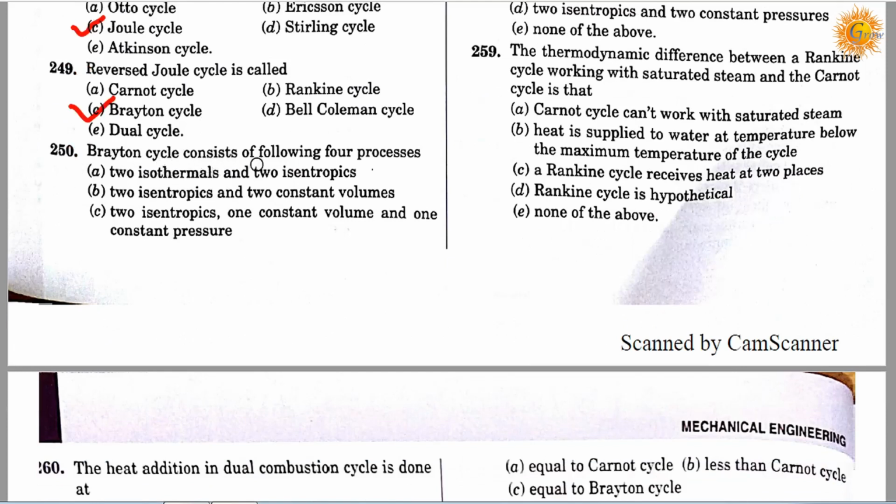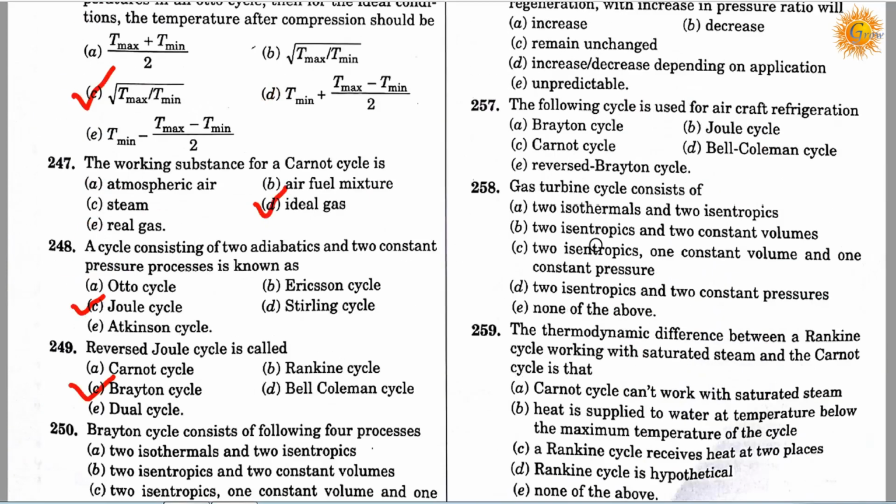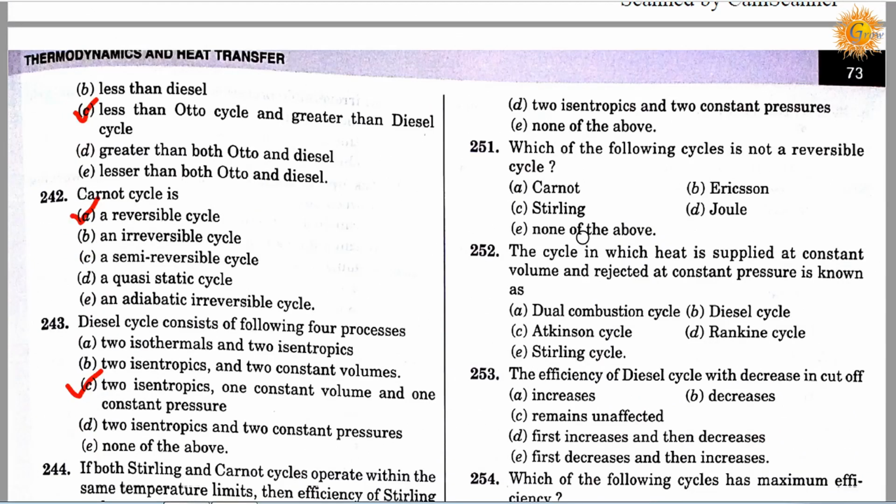Question number 250. Brayton cycle consists of the following four processes. Option A, two isothermals and two isentropics. Option B, two isentropics and two constant volume. Option C, two isentropics, one constant volume and one constant pressure. Option D, two isentropics and two constant pressure. Option E, none of the above. So the correct answer is D. It will be two isentropics and two constant pressure.